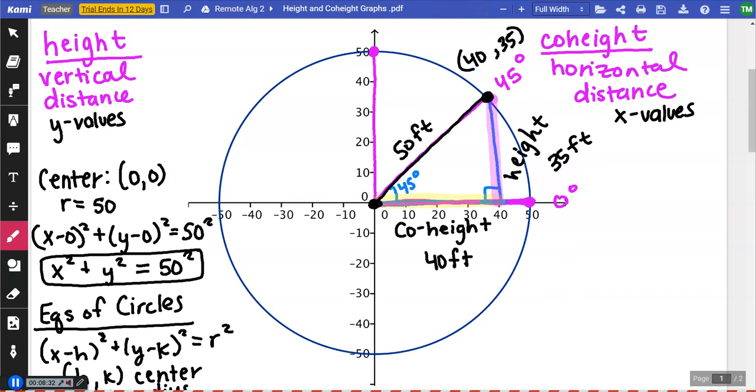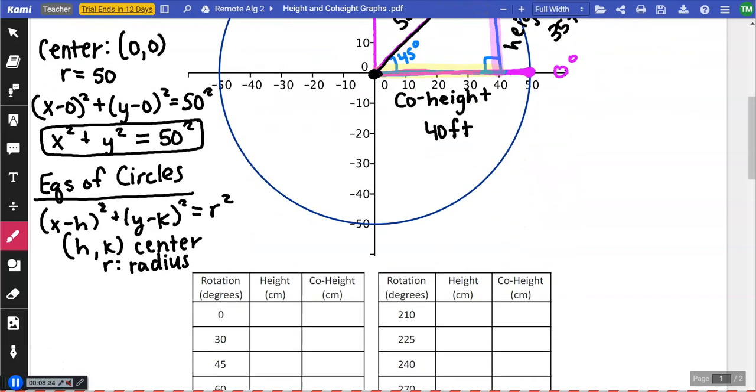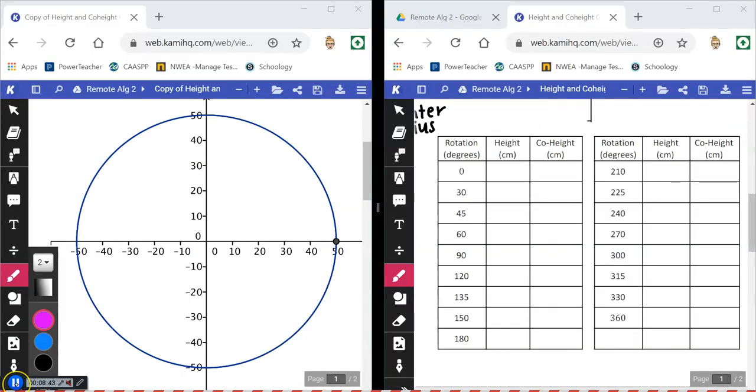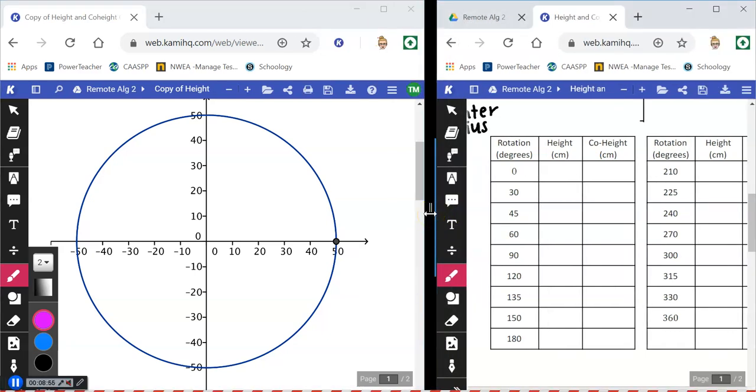Okay, so now what we're going to do is find the height and the coheight for various points on this circle using these degree rotations. So let's get set up for that. I set my screen up so that I can view the circle and the table at the same time, which should help us as we fill this table out.